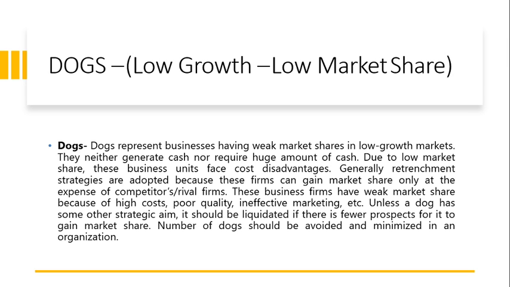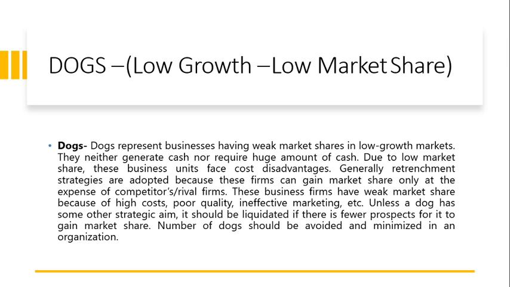firms. In case of any flaw from the competitor's firm, these business units will always require or get cash. So unless a dog has some other strategic aim, it should be liquidated if there are fewer prospects for it to gain market share. So most of the low growth businesses will come under the dogs category.